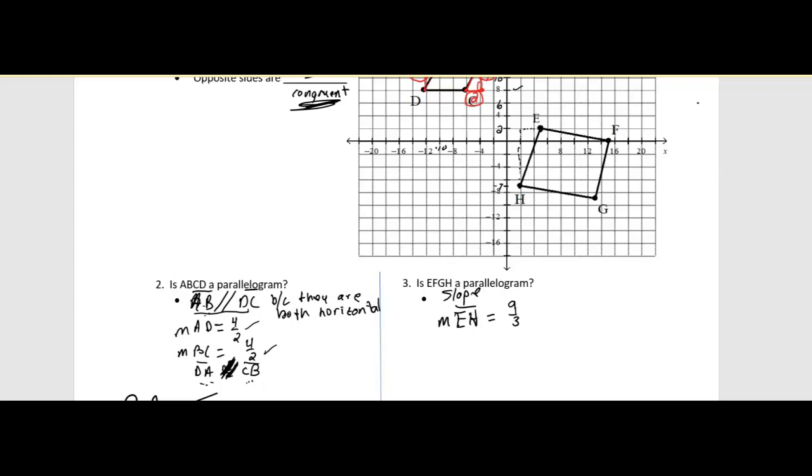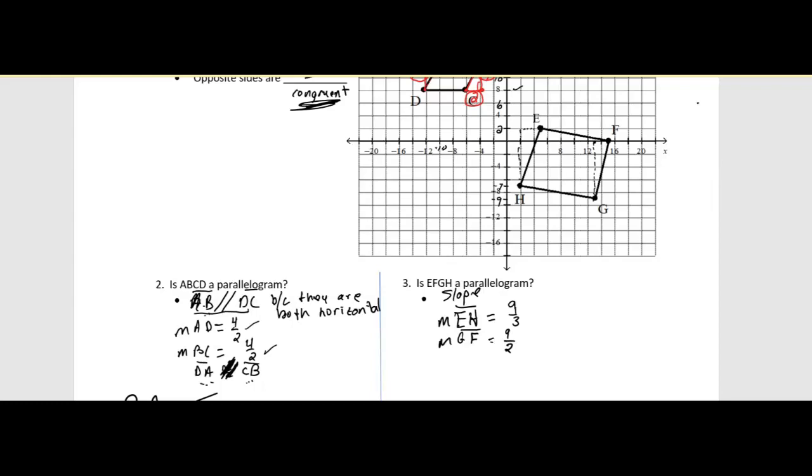So now we have to check GF, make sure that's going to be the same because that's its opposite side. So if we come over here to G, G is down here at a -9. And it is going to go up to this point here. So if we go up from a -9, this would be 0. So we do go up 9. And then that gets us to 13. We'd be right in the middle of the 12 and the 14. And then when I move right, I am moving right 2 units.